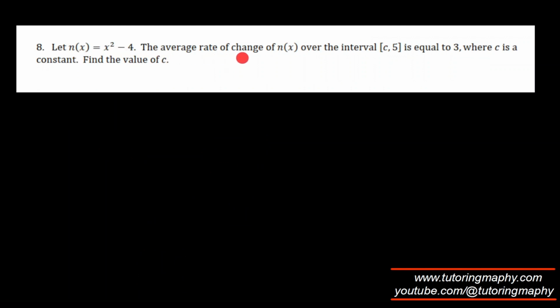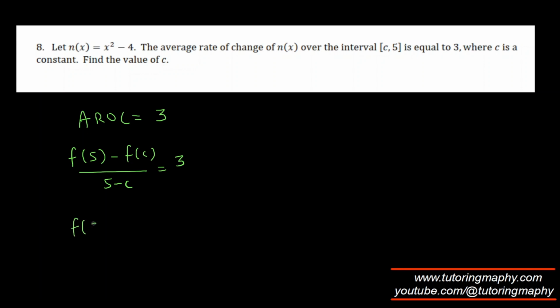Let n be this. The average rate of change of n in this interval is 3, where n is a constant. Find c. All right, this is a reverse engineering. We are given that AROC is 3 between some value of x, that is c, to 5. So what is c? Right, let's sub these in. First off, what is AROC? That's going to be f of 5 minus f of c over 5 minus c is equal to 3.